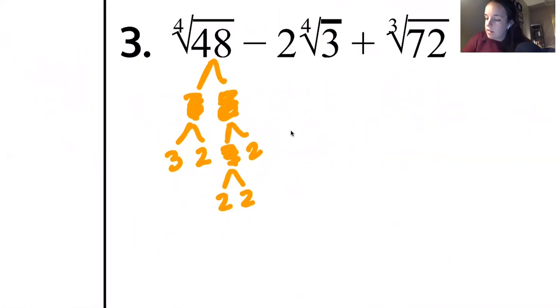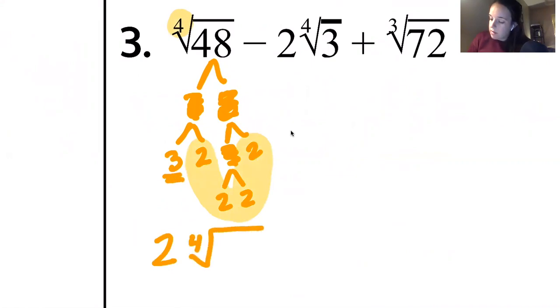So in order to do this, I need a group of 4 because there's a radical 4, and I can see that there are 4 2's. That means that 2 is going to come to the outside, and I'm going to be left with a 4th root of the 3 is left over, so the 3 stays inside. I can't break 3 into anything, so I'm just going to bring this one down.